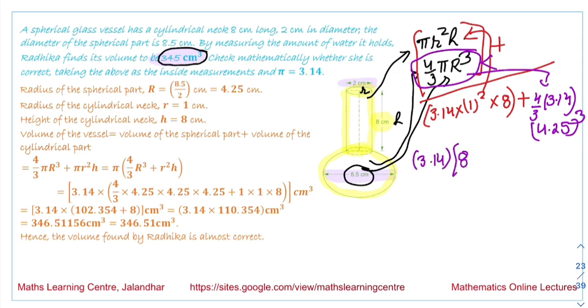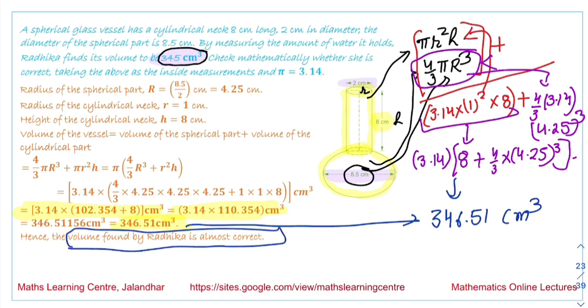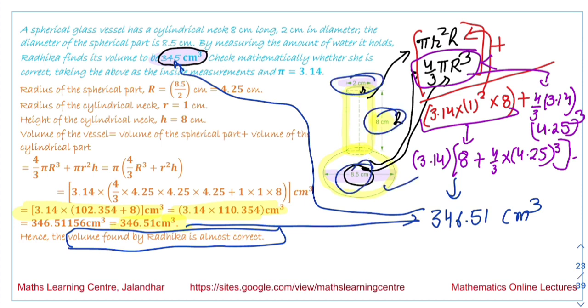Now multiplying these values, if we take 3.14 common, we are left with this. From the first bracket we are having 8 common, from the next we are having 4 by 3 into 4.25 cube. We have shown these calculations over here. On multiplying these values, the final answer that you will obtain is 346.51 centimeter cube. This is the volume found by Radhika. We are saying it is almost correct. The dimensions that she has calculated over here are correct and they are matching with this volume.